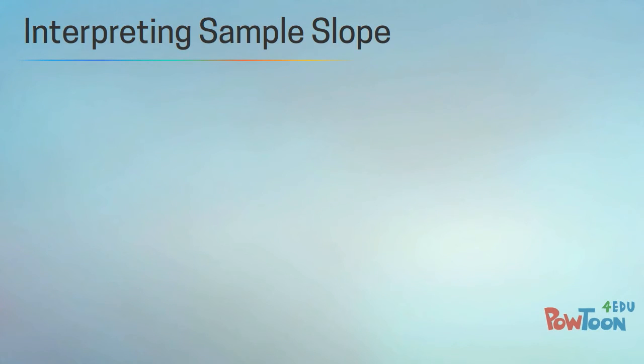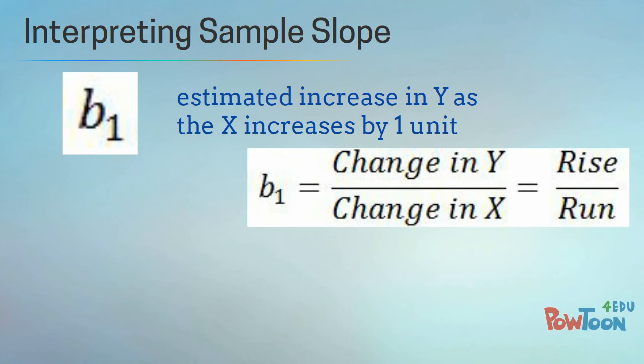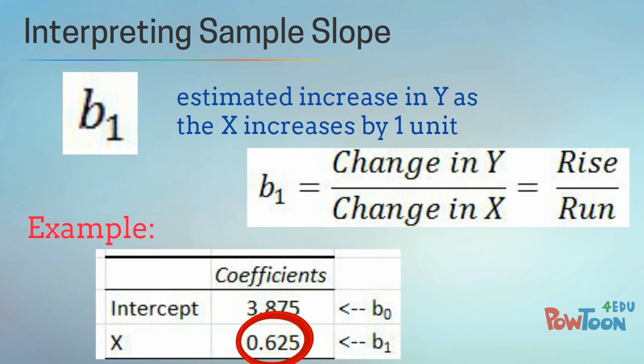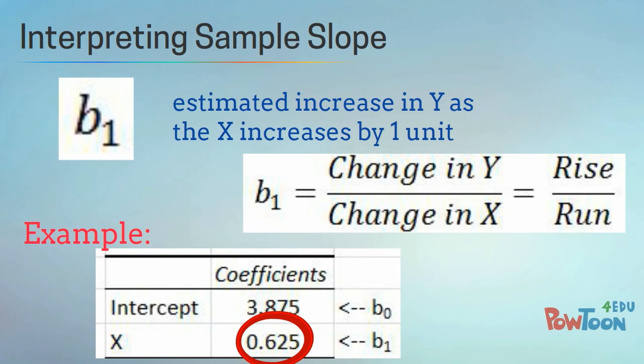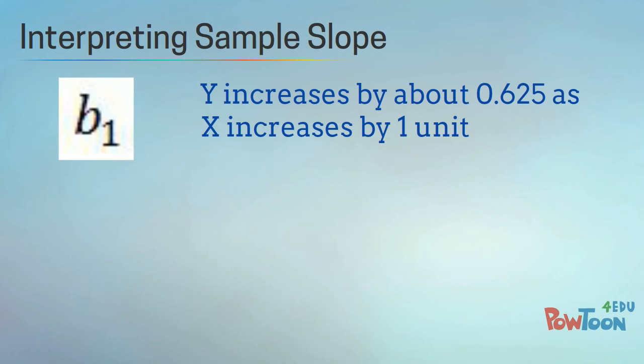Another calculation often done in simple regression is the interpretation of the value of b1, the sample slope. b1 represents the estimated increase in y as the x value increases by 1 unit. That is, change in y divided by change in x, sometimes referred to as rise over run. In our example, b1 equals 0.625, so we would estimate that the value of y increases by about 0.625 when x increases by 1 unit.